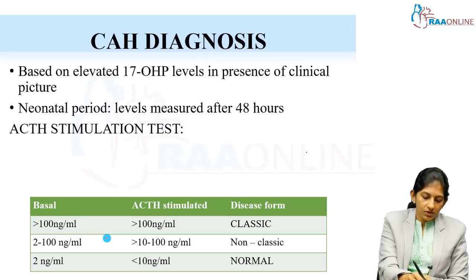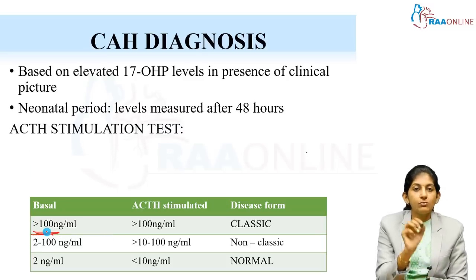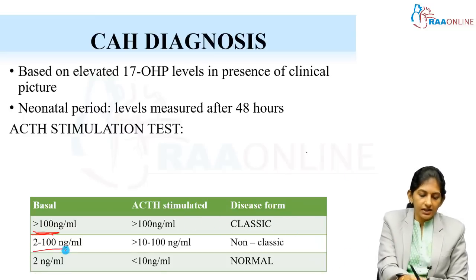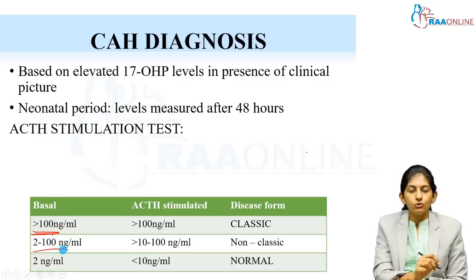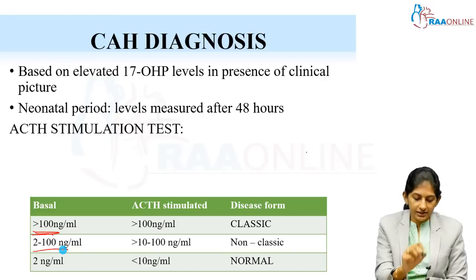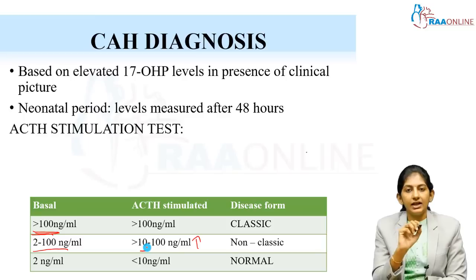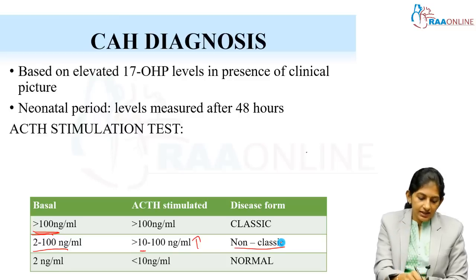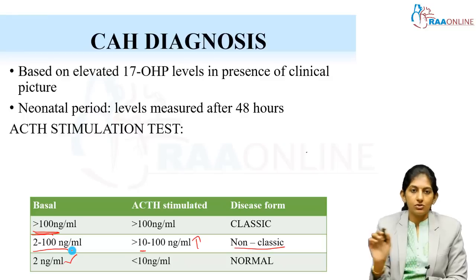If it is more than 100, it is classic CAH. In case it is between 2 and 100 nanogram per ml, you should do an ACTH stimulation. When you do an ACTH stimulation, if it rises to more than 10, then we can diagnose it as CAH, a non-classical type of CAH. If the 17-OHP is less than 2 nanogram per ml, it is normal, right?